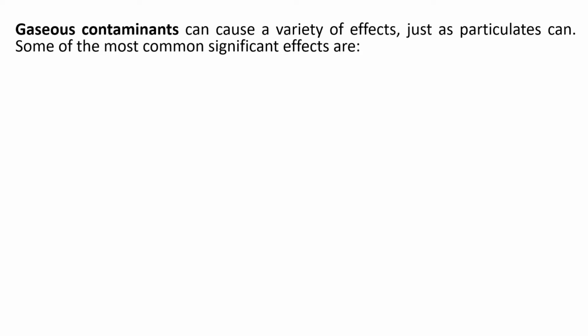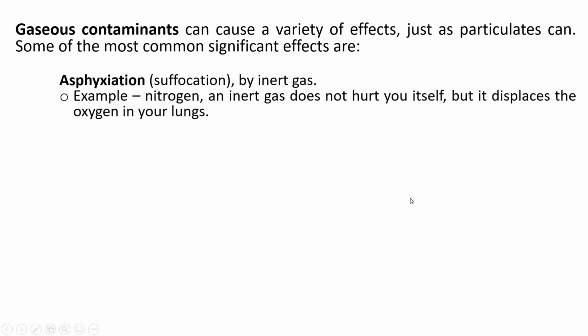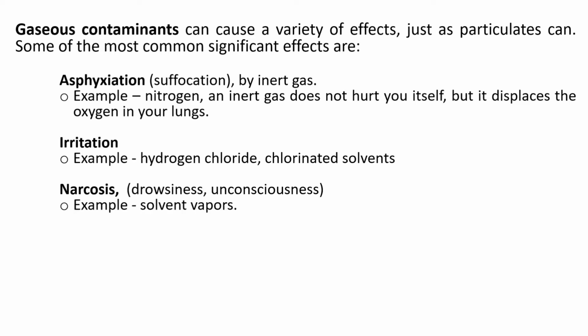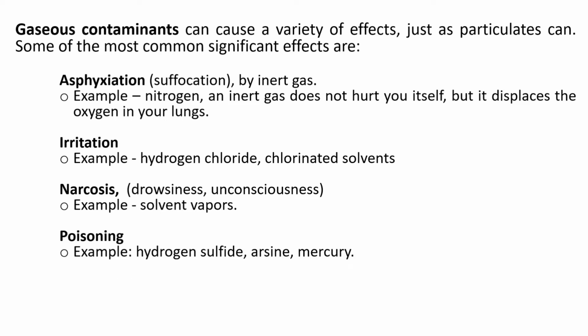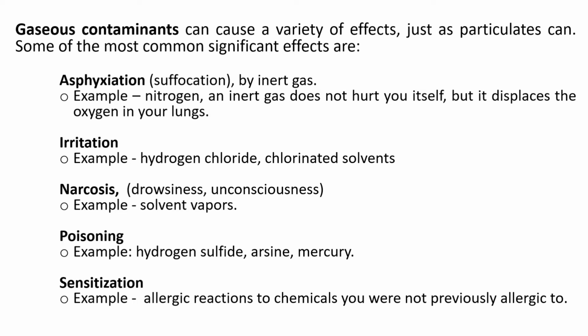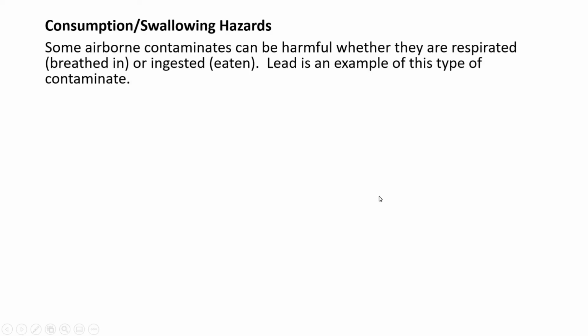Gaseous contaminants can cause a variety of effects, just as particulates can. Some of the most common significant effects: asphyxiation by inert gas. An inert gas is a gas that would not hurt you by itself, but it displaces the oxygen in your lungs and can suffocate you. Irritation, narcosis, or drowsiness or sleepiness, unconsciousness, poisoning, or sensitization, again, allergic reactions to chemicals you were not previously allergic to.